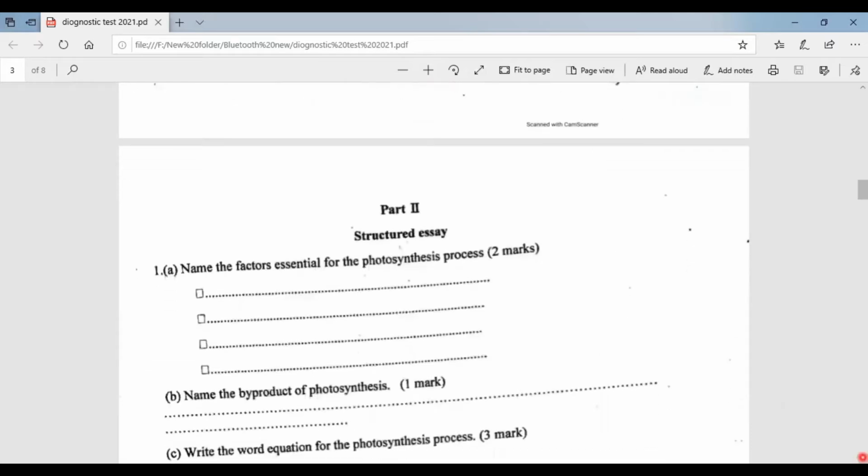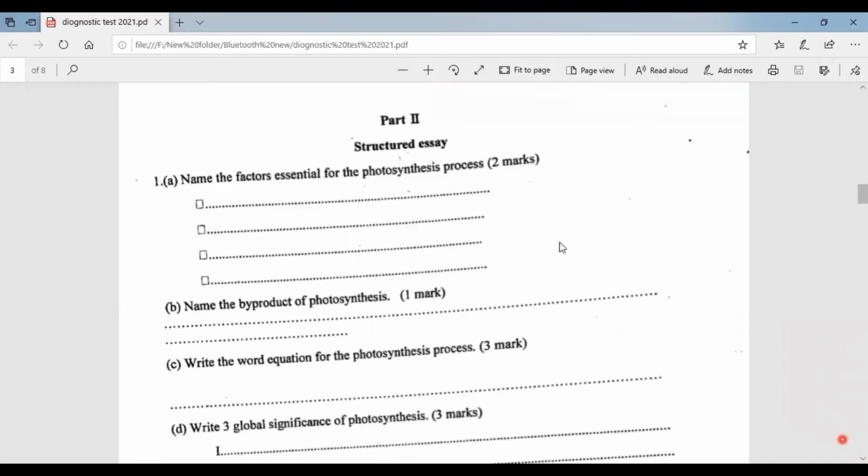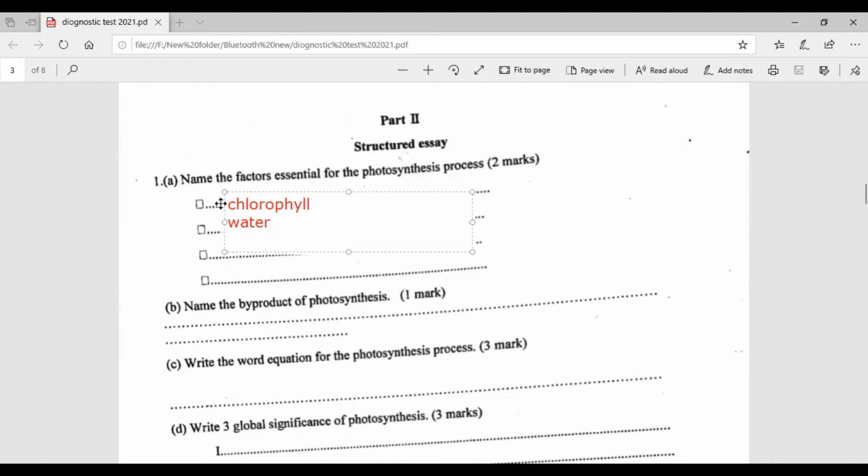Let's see what the answers are for part 2. Part 2, structured essay. There are 2 questions. Name the factors essential for the photosynthesis process. The answers: chlorophyll, water, light energy, and carbon dioxide.